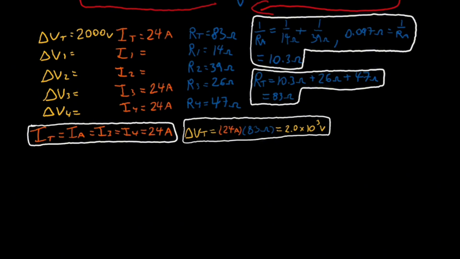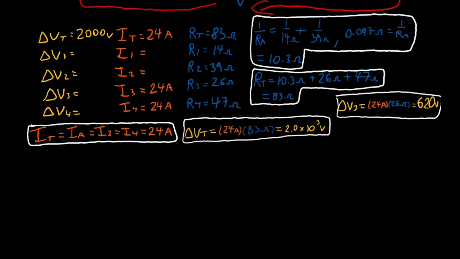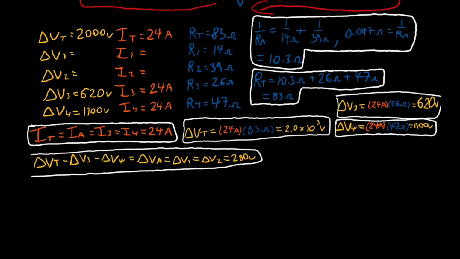Luckily we have both I3, I4 as well as R3 and R4. So V3 equals 24 amps times 26 ohms. That rounds to 620 volts. And V4 equals 24 amps times 47 ohms, which rounds to 1100 volts. So now, the total voltage minus V3 minus V4 equals VA, or V1 and V2, which equals 280 volts.